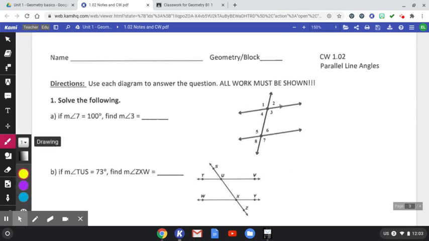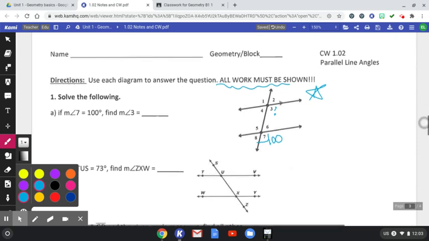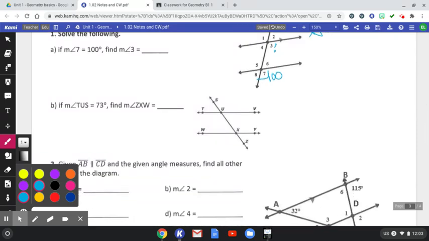So please draw out the pictures. It's really helpful. If you don't have this already printed for you, which most of you don't, if you're at home right now, please draw out this diagram first. And in the picture, put 100 next to 7, and then decide what angle 3 would be. All work must be shown as you're doing these. So redraw the pictures. Number 1B, measure of angle TUS.